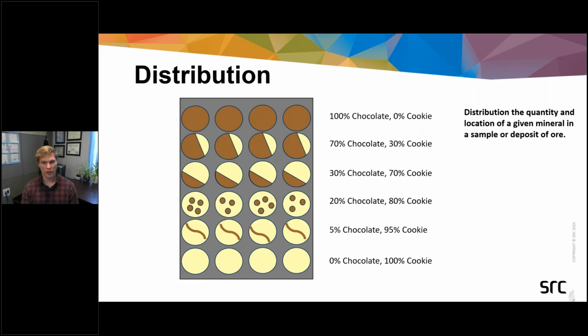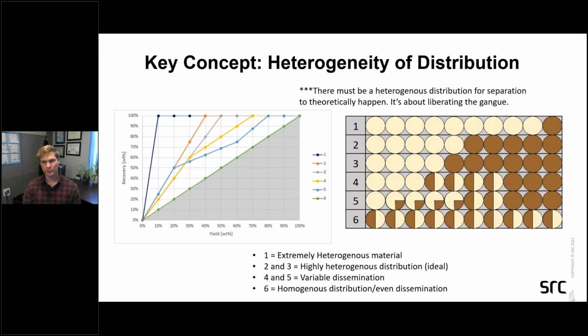Chocolate chips, you have 20% chocolate, 80% cookie. And maybe you just have some with a drizzle, they're only 5% chocolate. And then at the bottom, you have just wafer. You have no chocolate at all in your cookie. And this is really key to understand, because if this was all individual particles in a sample of ore, this is really how your valuable mineral, or the chocolate, is distributed throughout your sample. So that's where it's actually located. This is where it's actually available. And where it's actually available dictates how you can actually separate it. And we can sort of make that come alive with our following example.